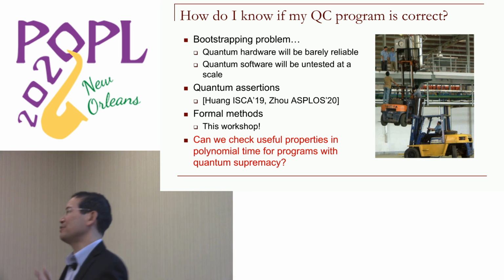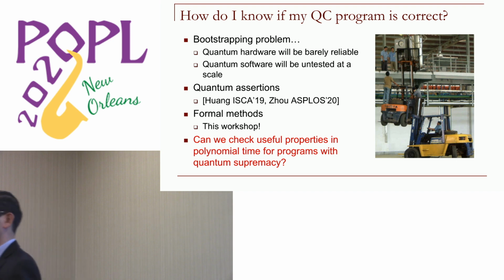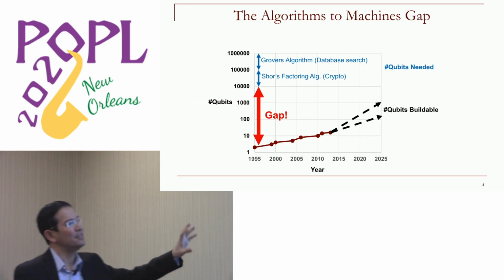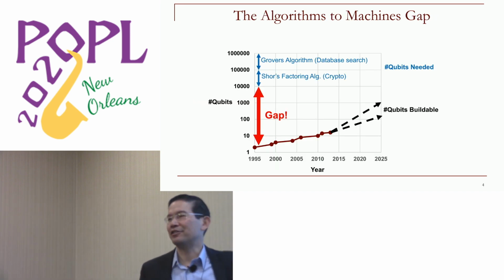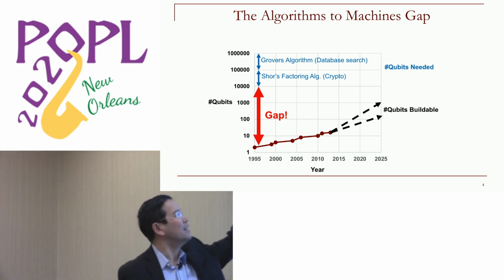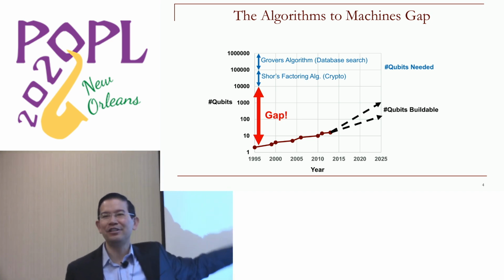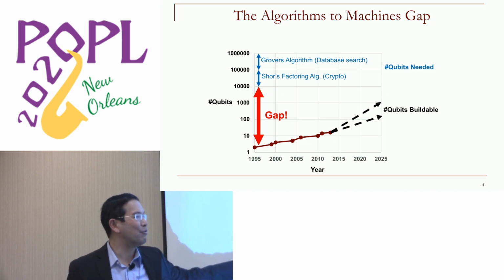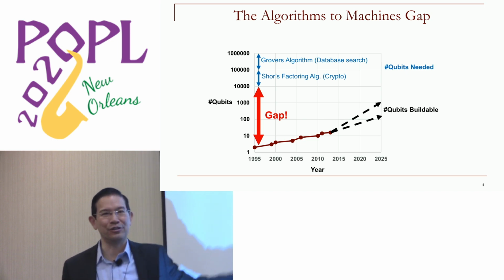But there's also something else we'd like to see, which is going to make this problem a lot harder, right? And this comes from this notion of, I think as already mentioned, there's a gap between the algorithms that we'd like to run and the machines that we foresee having any time in the near future, right?